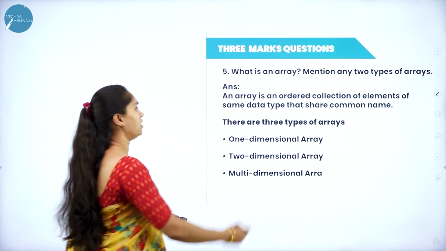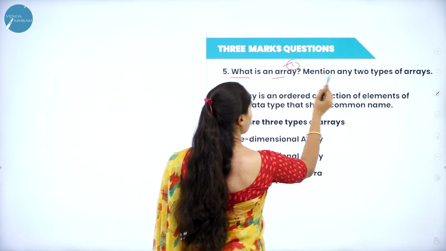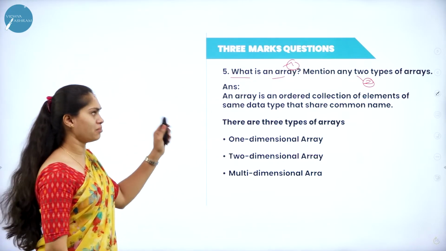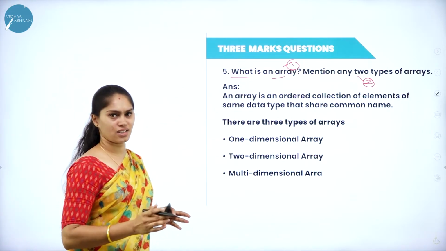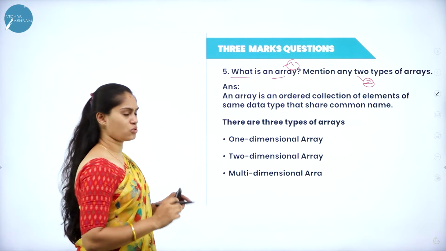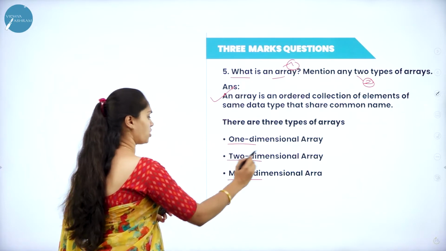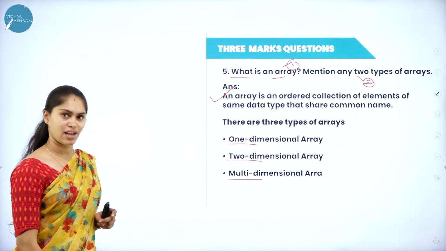Next question, what is an array, and mention any 2 types of arrays. If you write the definition, that is 1 mark. If you mention the types of arrays, that will be for 2 marks. We know the definition of an array, and the types include 1-dimensional, 2-dimensional and multi-dimensional.